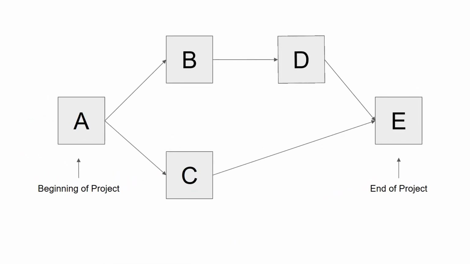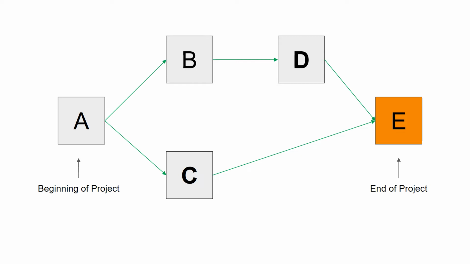Activity D must wait until activity B is complete, and activity E can't start until both C and D are complete. At the end of activity E, this means it's the end of the project. The lines or arrows show the order in which activities happen.